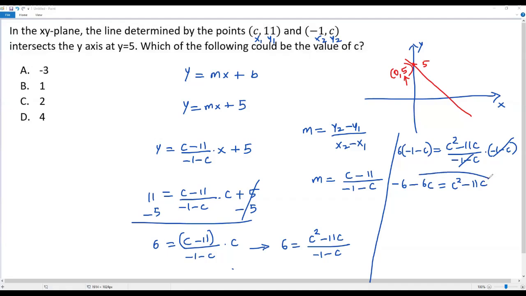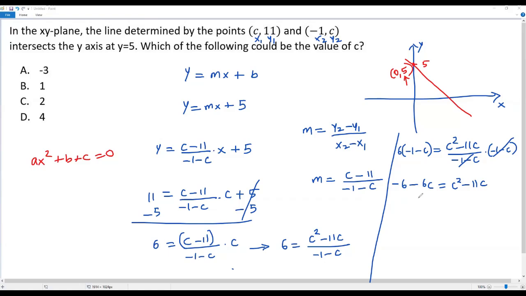Okay, now it's a quadratic equation in the constant c. So we have to solve this quadratic equation. For that we have to get this quadratic equation in standard form, like ax square plus bx plus c equals 0. So for that we have to get everything on one of the sides, as we must have 0.